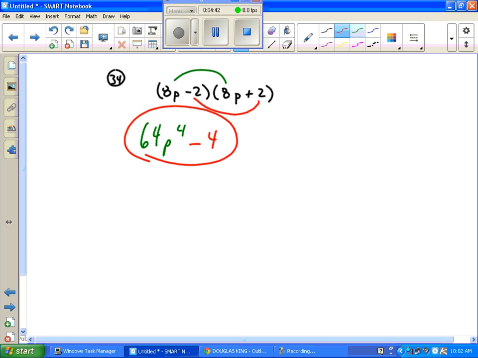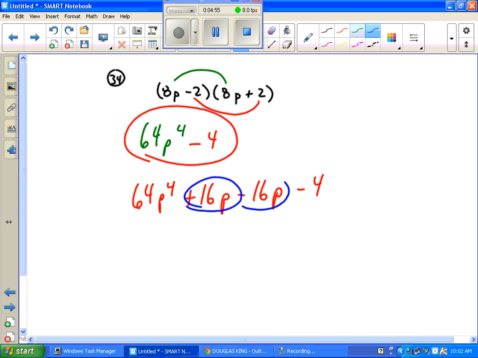If you did the O and the I, you'd have something that looks like this: 64p to the fourth plus 16p minus 16p minus 4. And then you'll notice at this step, plus 16p and minus 16p will cancel each other out. So you get back to what we got.